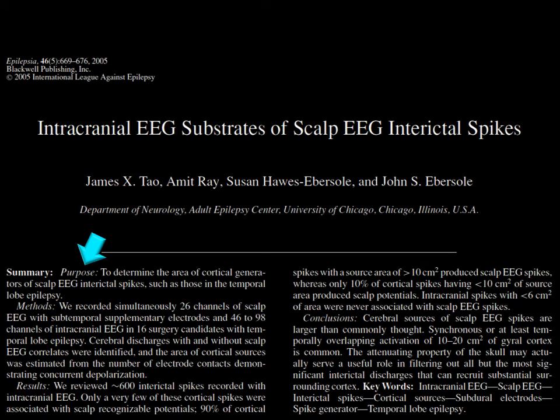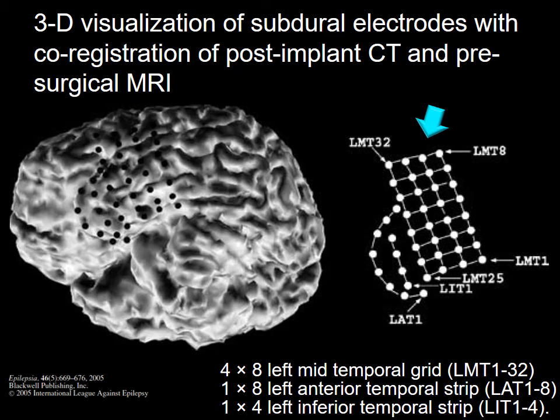The purpose of the study was to determine the cortical generators of scalp interictal spikes. The method can be briefly understood by looking at the next frame. The arrow points to the electrode grid used during the testing. Below are the specifications of this grid. This frame shows an image of the brain with the superimposed electrode grid in black.